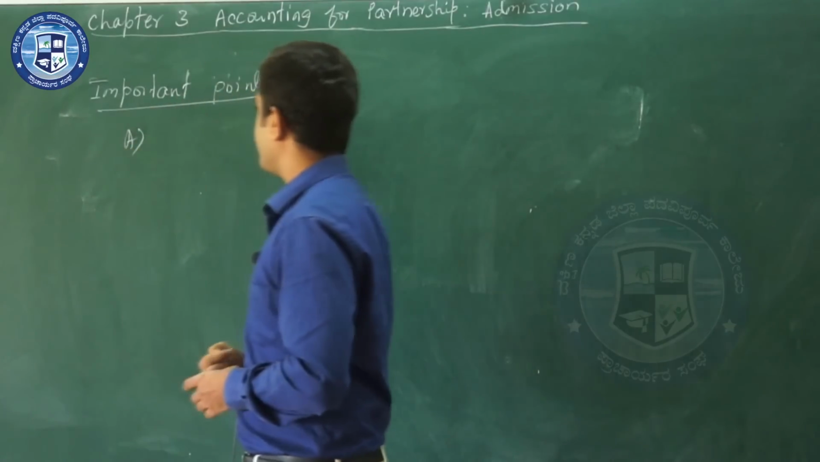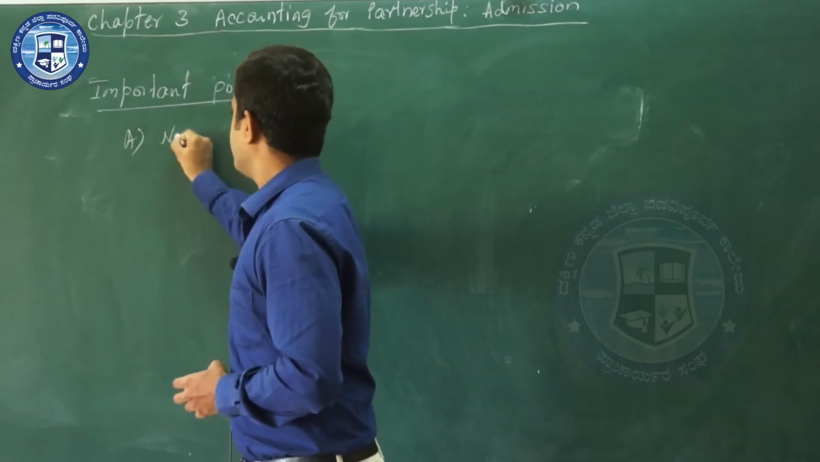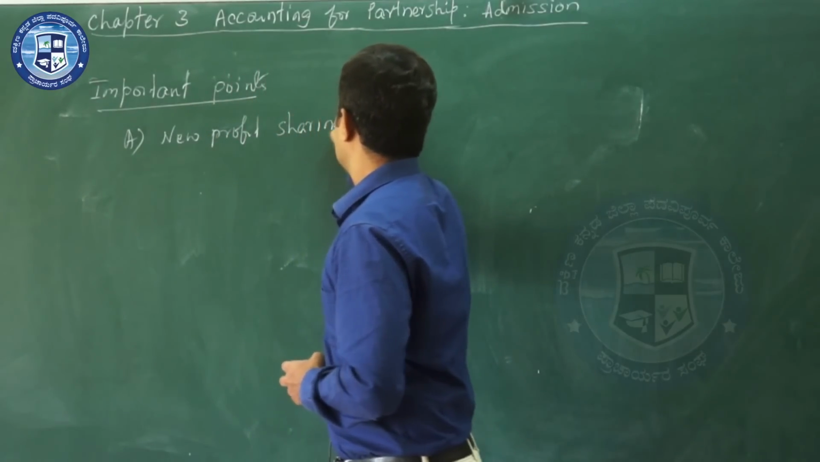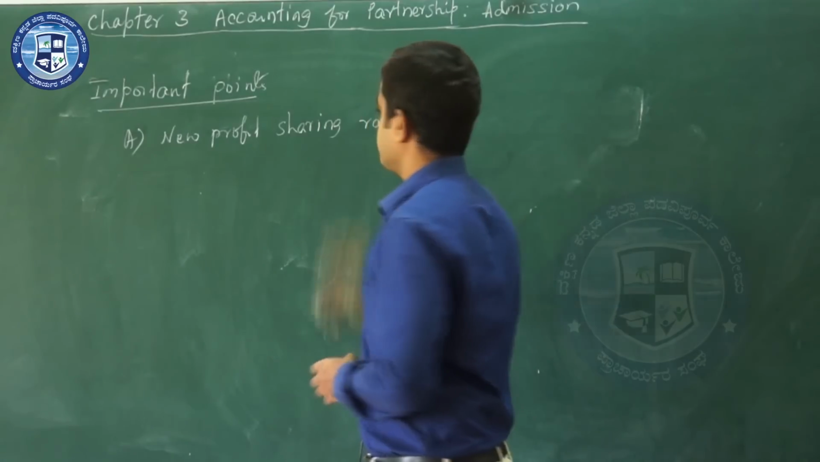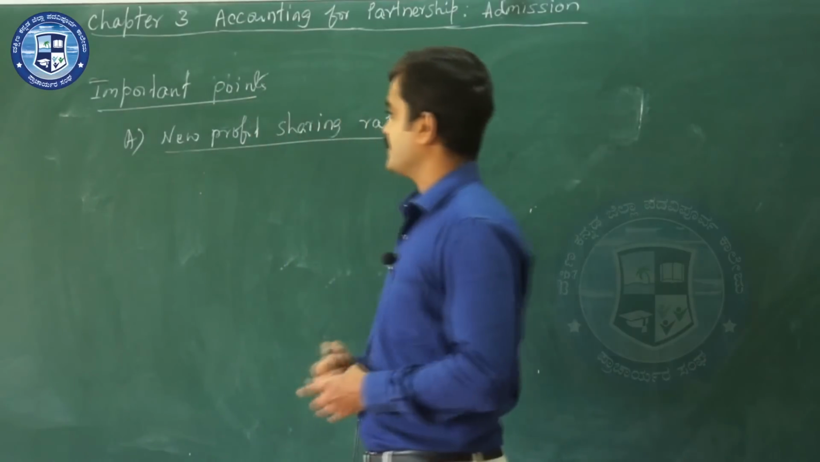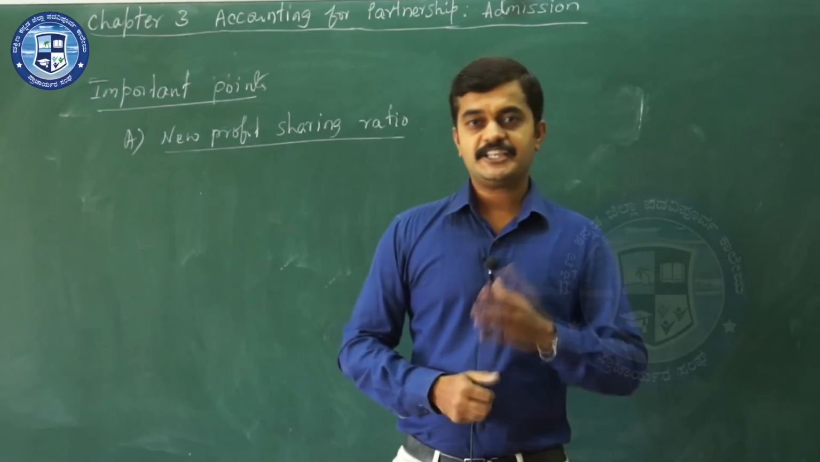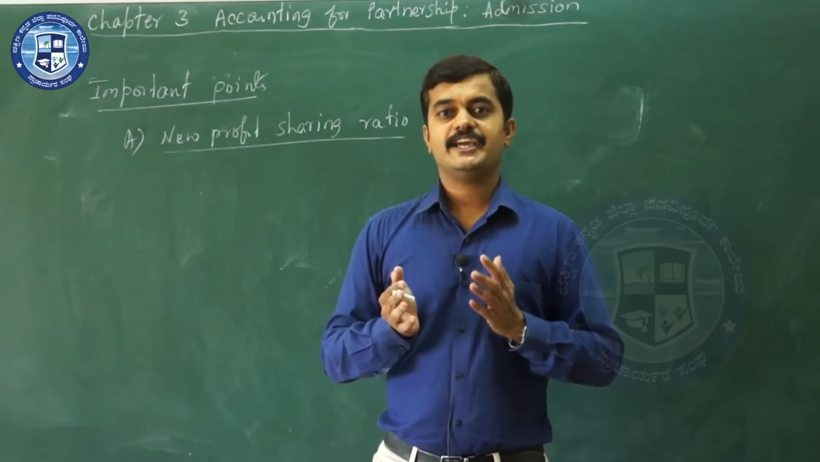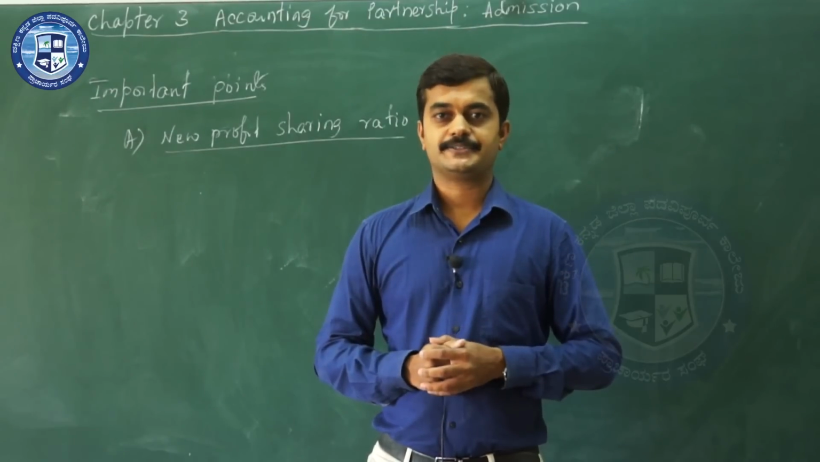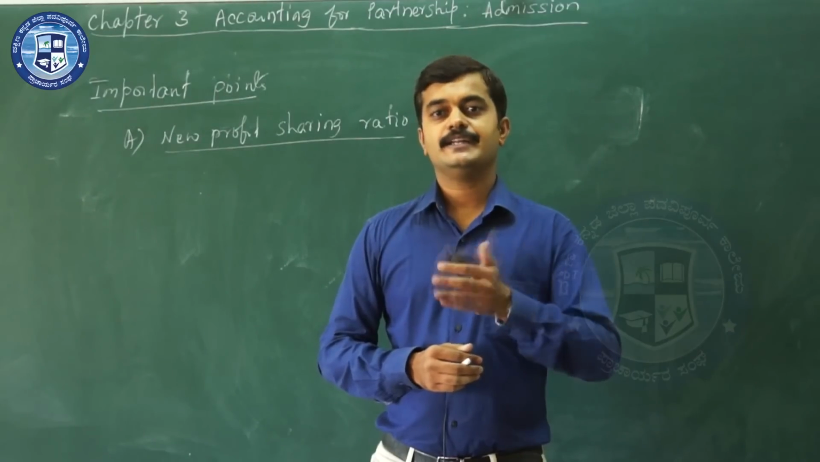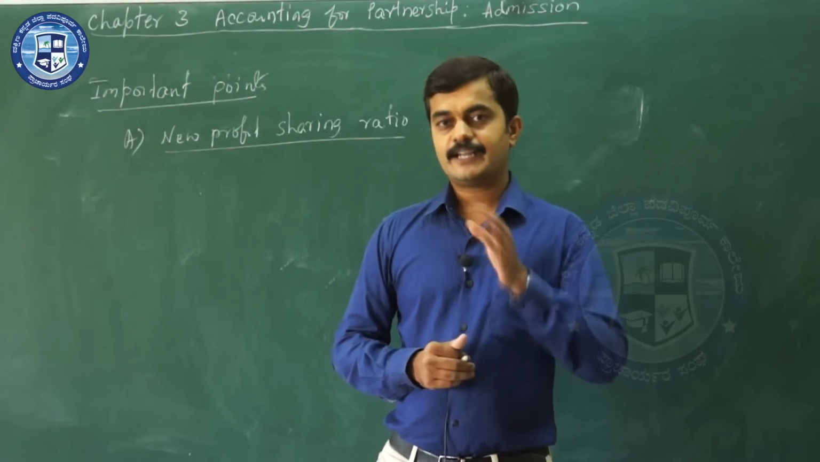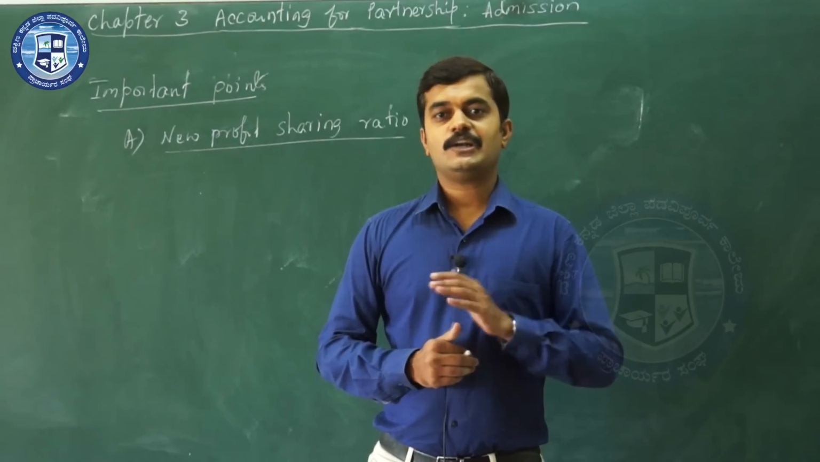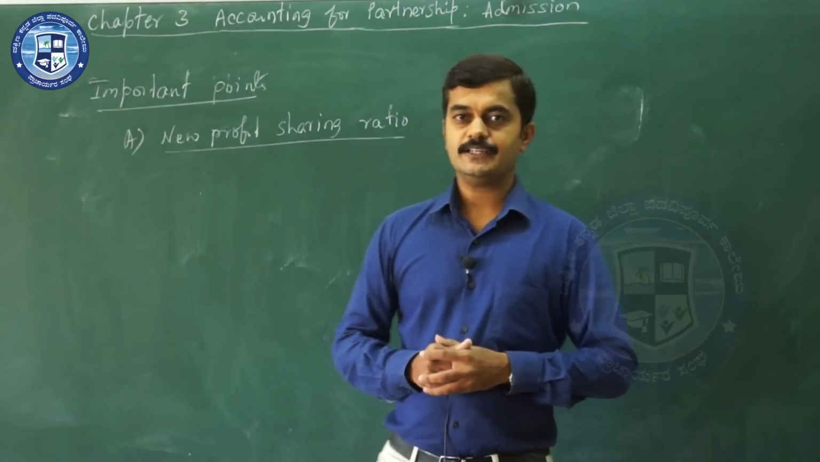So the first important point on admission is new profit sharing ratio. So what is this new profit sharing ratio? As we discussed earlier, when a new partner is admitted into partnership, there will be a change in the profit sharing ratio among the partners. New partner will also get a share in the profits of the business. So the ratio in which all partners, including the new partner, share profits and losses of the business is called a new profit sharing ratio.